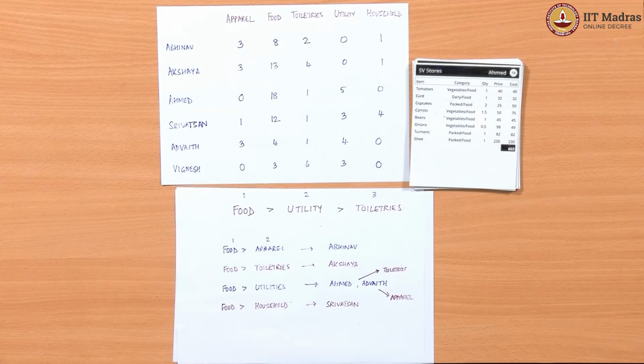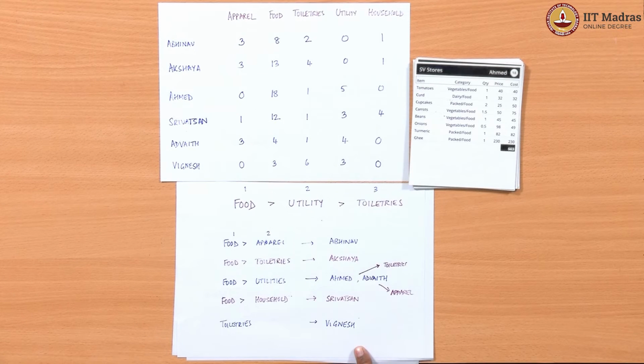And the last guy is toiletry greater than. In fact, if the first item is toiletry, you can say it's Vignesh. You don't even need the second item. Nobody else is a fan of buying toiletries first. If it is toiletries, it must be Vignesh. So if the first item is toiletry, declare it as Vignesh.